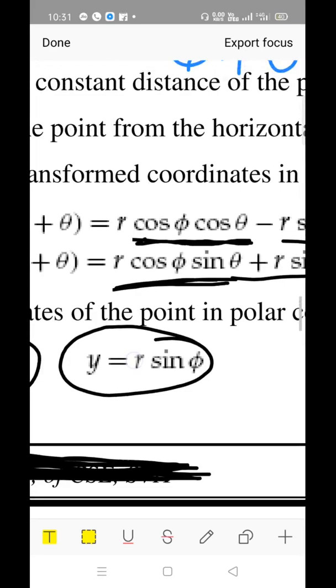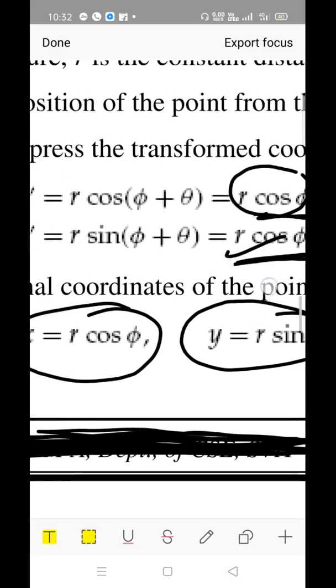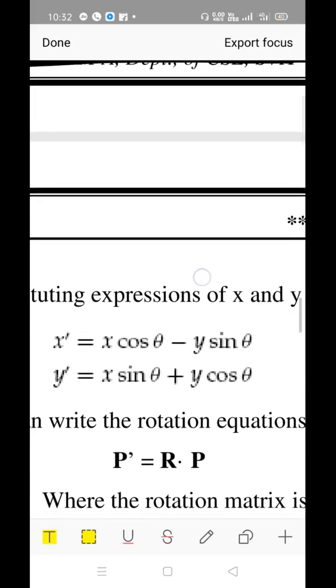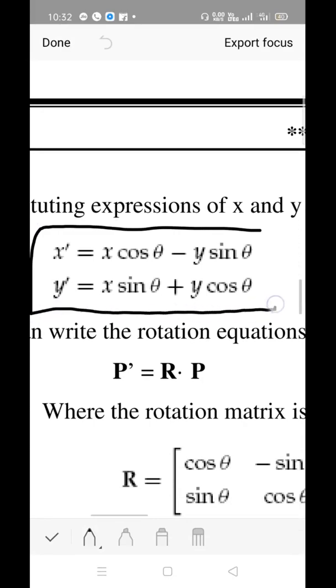So we are getting r cos phi as well as r sin phi over here. Those things are to be substituted in the same way in equation 2 as well. So we can substitute them by x and y. After substituting, we will get the simplified equation: x dash equal to x cos theta minus y sin theta, because sin phi and cos phi we have substituted. R cos phi as well as r sin phi we have substituted as x and y respectively.